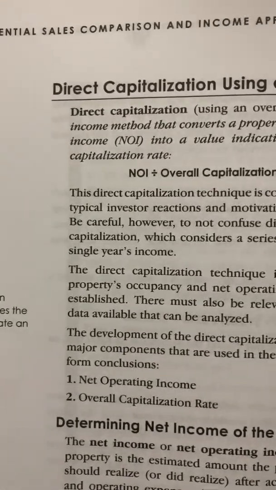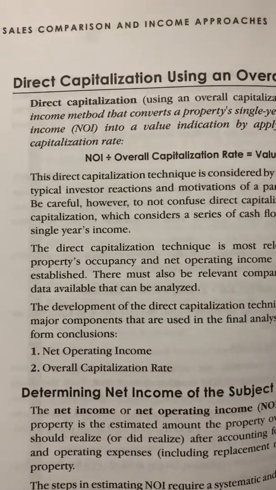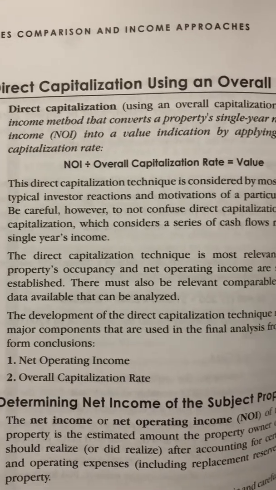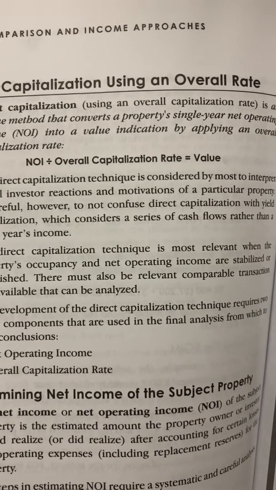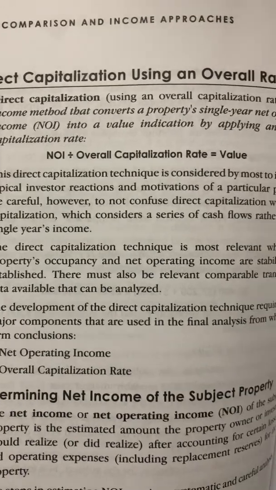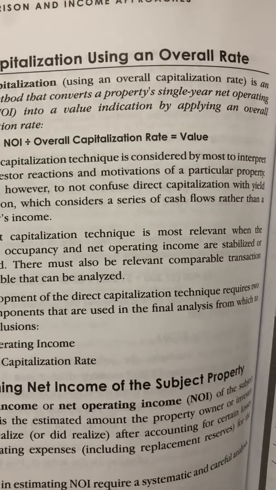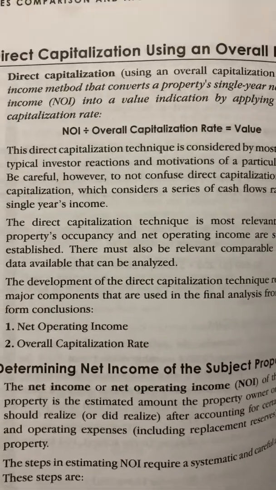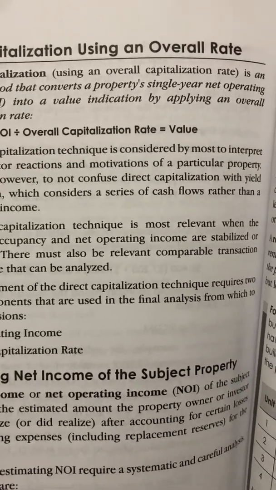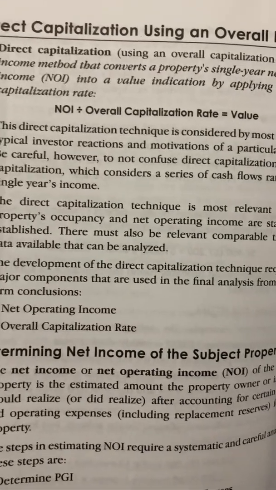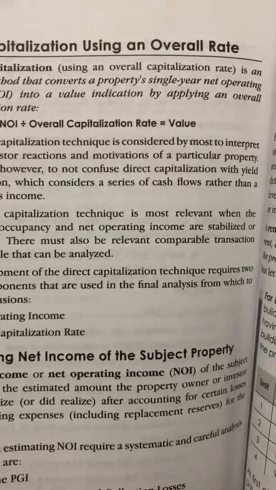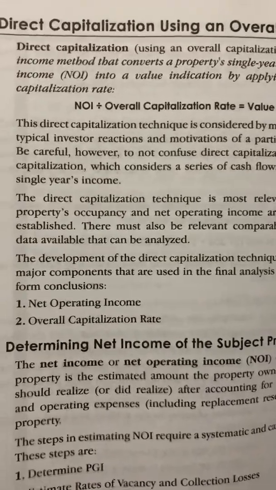Residential sales comparison and income approaches, page 184. Direct capitalization, using an overall rate. Direct capitalization, using an overall capitalization rate, is an income method that converts a property's single-year net operating income, NOI, into a value indication by applying an overall capitalization rate.